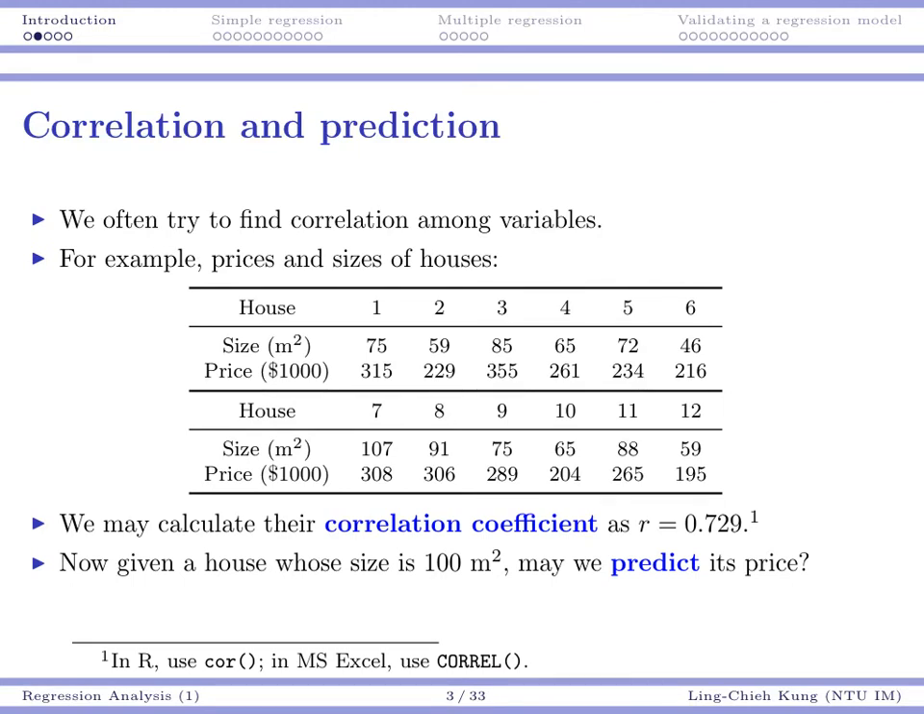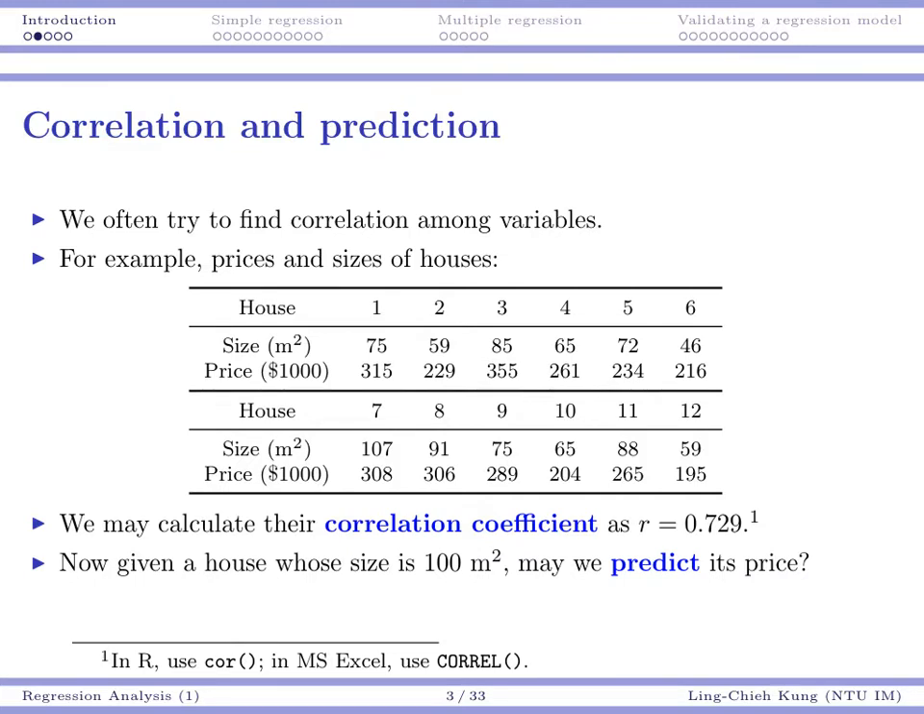So the topic here is that we typically want to find the correlation among variables, right? Just as the example that we did at the very beginning of this course, we talked about the relationship between prices and the sizes of houses. For example, here we collect a set of sample data for 12 houses. For each of them, we get their size and the price. So we get two vectors of numbers. Each vector has the length 12.